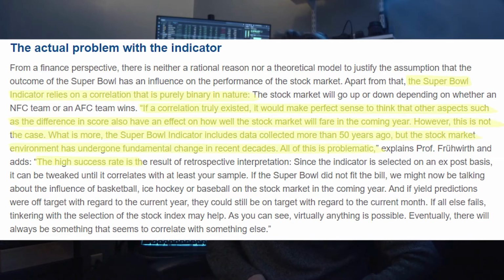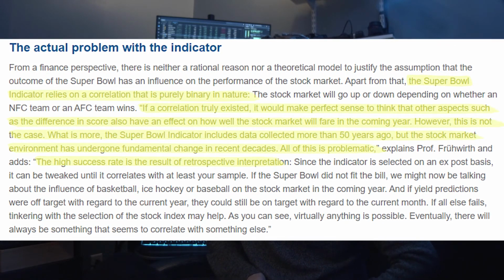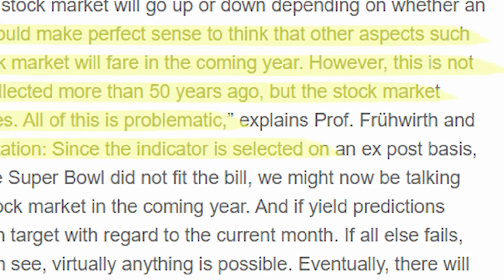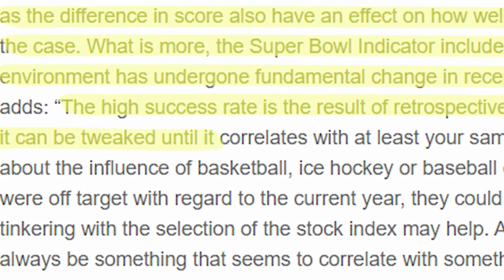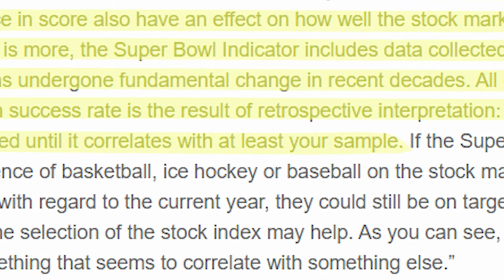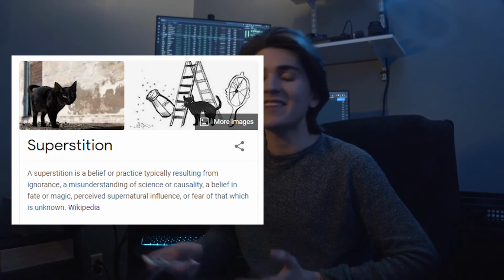The high success rate is the result of retrospective interpretation. Since the indicator is selected on an ex post basis, it can be tweaked until it correlates with at least your sample. Well said, Doc. Couldn't have said it better myself. Clearly, I think the gist is, this is a pretty hot case of superstition meets indication.